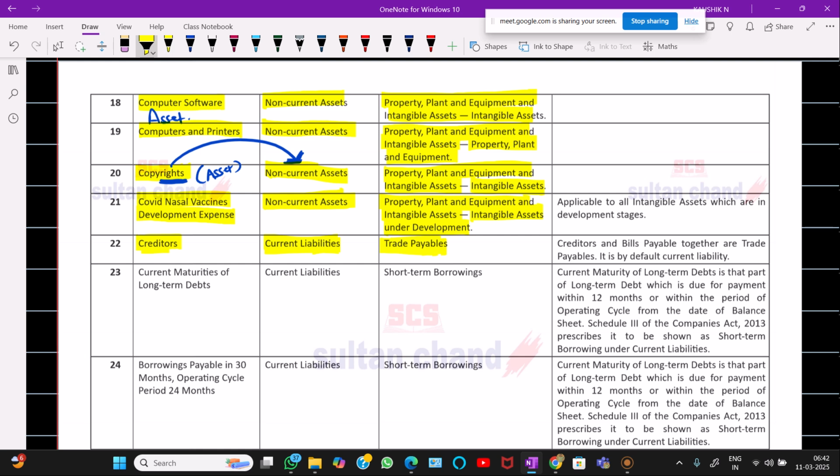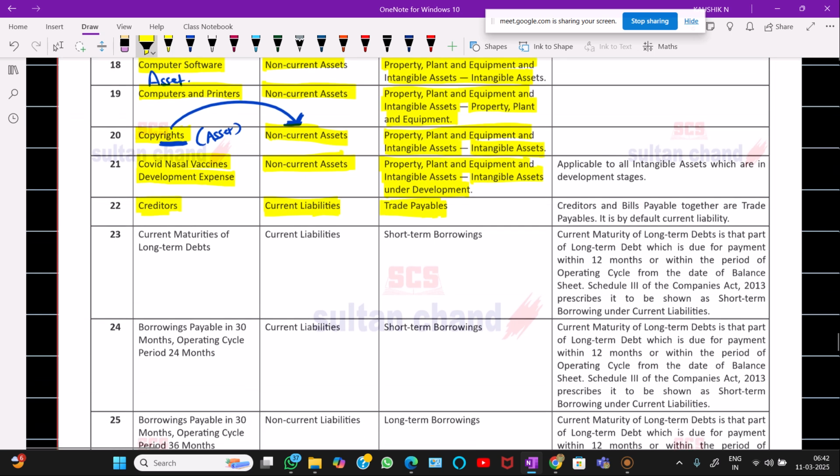This is clear to you? Yes, sir. Right, the next one: current maturities of long-term debts. If I want to discuss this concept, it takes some time, because I have to touch upon the debenture concept. Let me keep a hold on this. Okay, let us go for the next item.